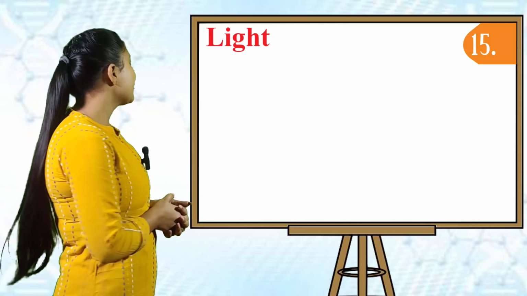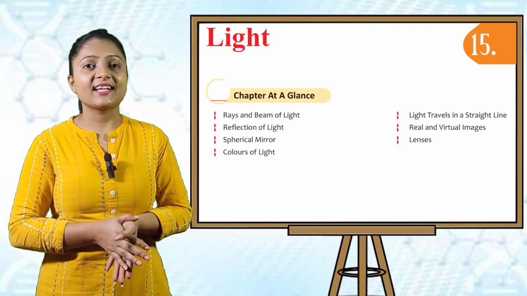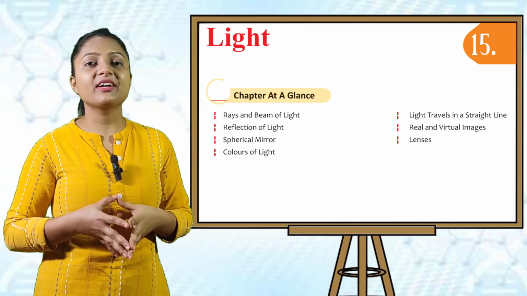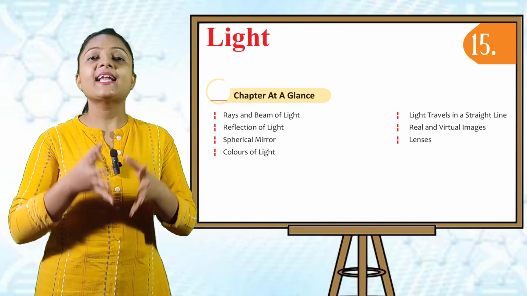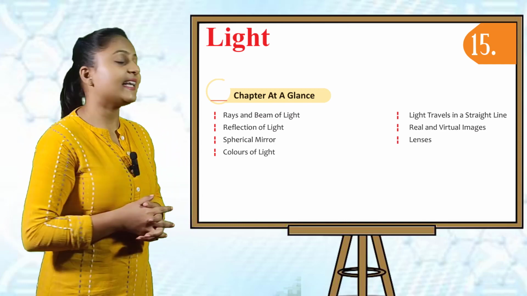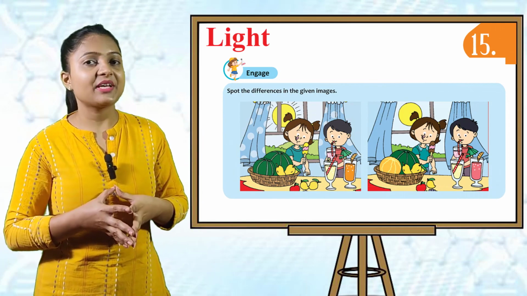Let's start the chapter number 15 of your book, which is Light. Chapter at a glance. Rays and beam of light. Reflection of light, spherical mirror, colors of light. Light travels in a straight line. Real and virtual images, lenses. Engage. Spot the difference in the given images.